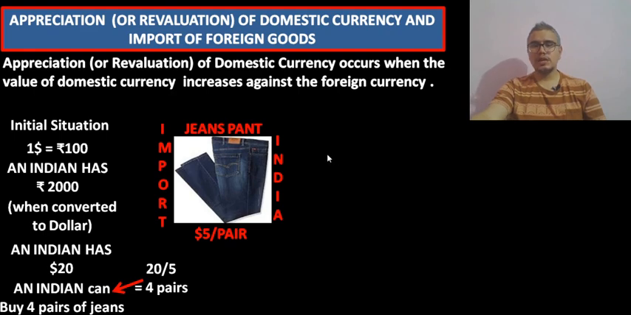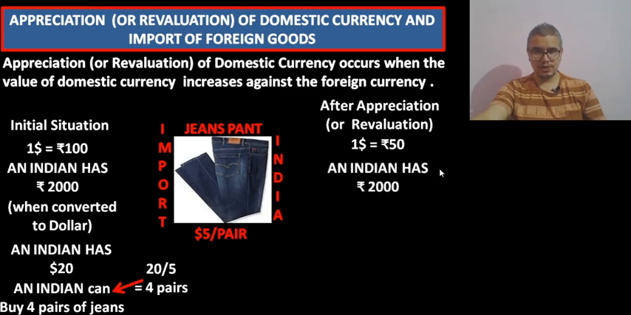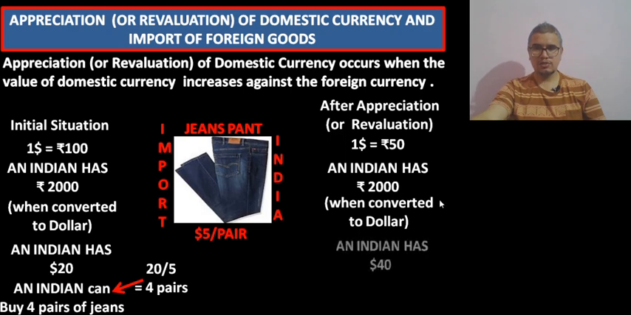Okay, now after appreciation or revaluation of domestic currency, what happens? The exchange rate becomes $1 equals rupee 50. Indian has 2000 rupees with him. If we convert it to dollar, then he will be having $40 with him. Okay, Indian has $40 with him, and since the price of jeans is $5 per pair, the price of jeans will not change. He can purchase 8 pairs of jeans, because for him now this jeans has become relatively cheaper.